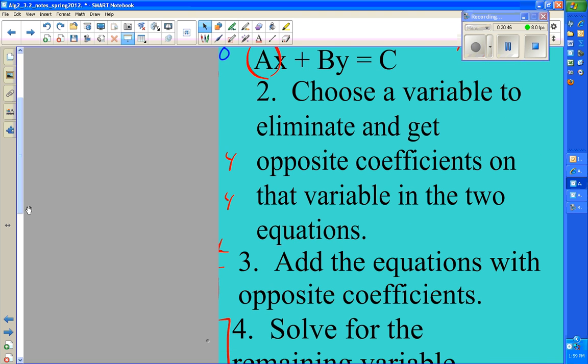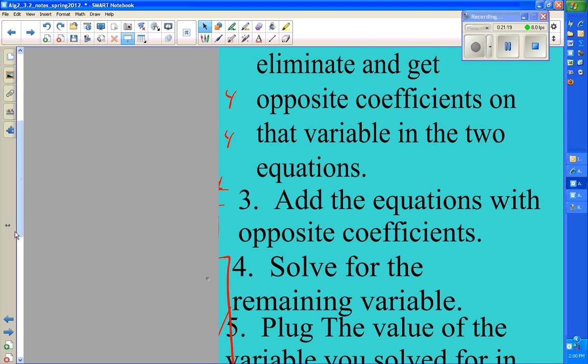Whichever variable you want to eliminate, you are then going to get opposite coefficients on that variable in the two equations. So in one of your equations you might get a negative 12x, and on the other you want a positive 12x. You might get a negative 5y on one, positive 5y on the other. 24x, negative 24x. You need to have the opposite coefficients. Once you have opposite coefficients on the two equations, add those two equations.